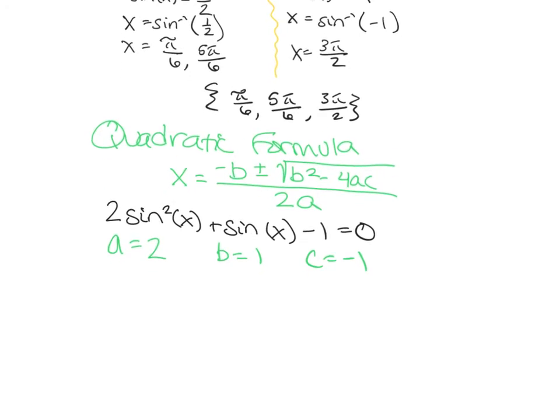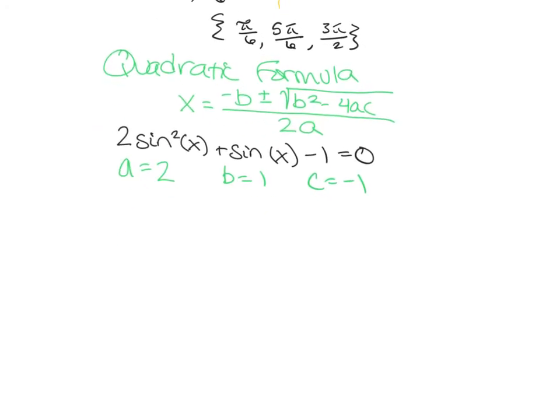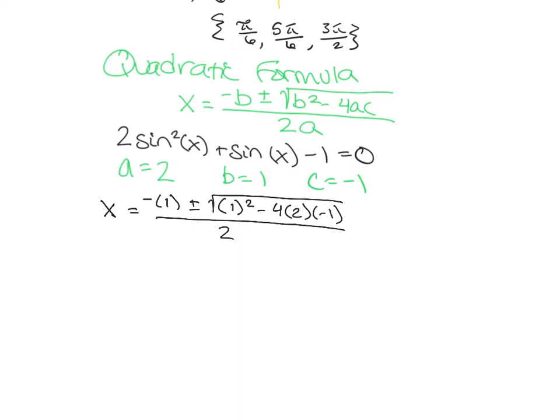And I am going to move this up just slightly, and we should be getting the same answers in the end. So let's see. We get x is equal to negative 1 plus or minus the square root of 1 squared minus 4 times 2 times negative 1 all over 2 times 2. That was a mistake, I'm sorry. Okay, so let's see if we simplify this down.